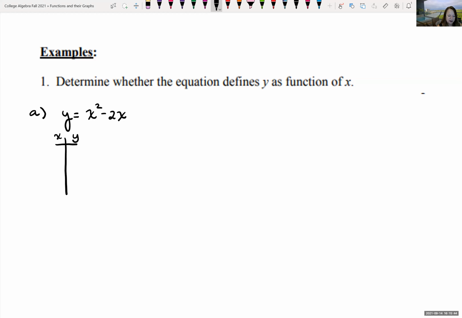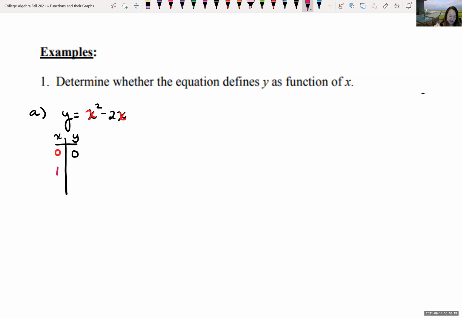So for instance, if I plugged in 0, wherever I saw an X, I would get 0 squared minus 2 times 0, which is 0. So there's one X value, it spits out one Y value. So that number would say, yes, that's a function. So I would try to think to myself, is there anything that I could plug in here that would give me back more than one Y value?